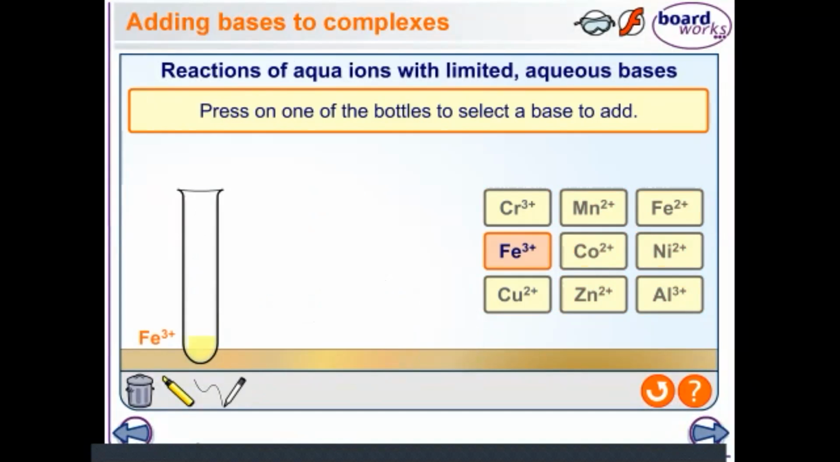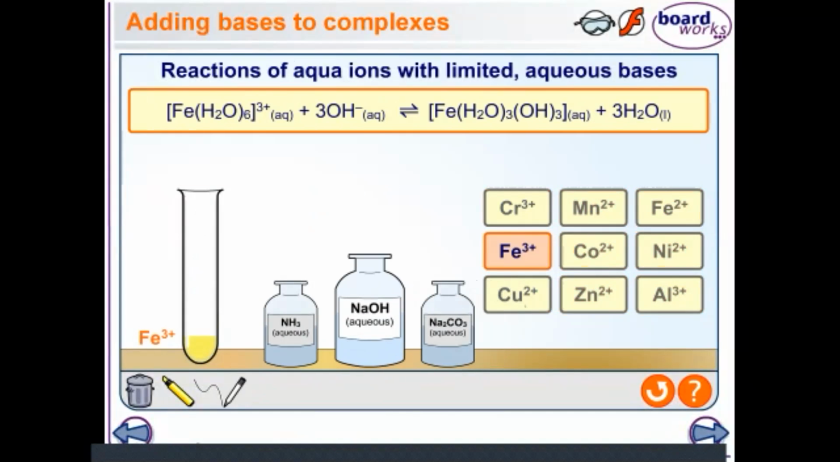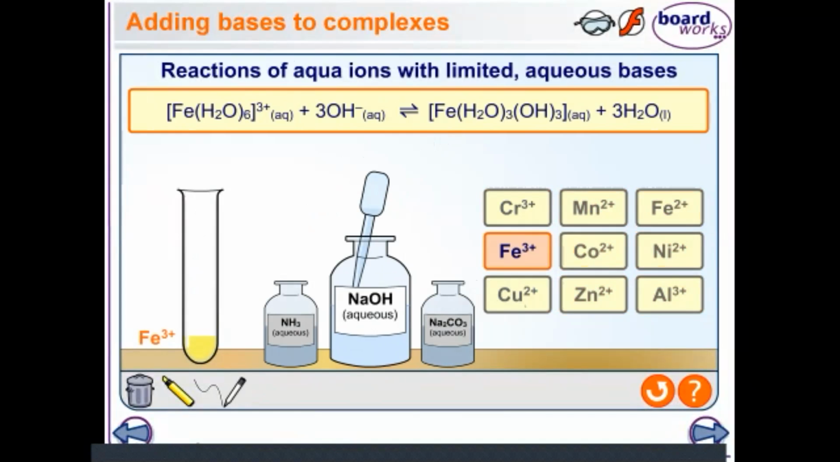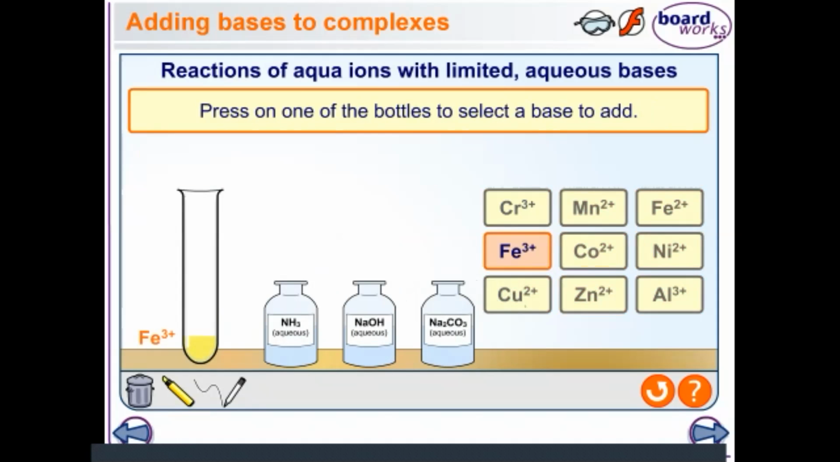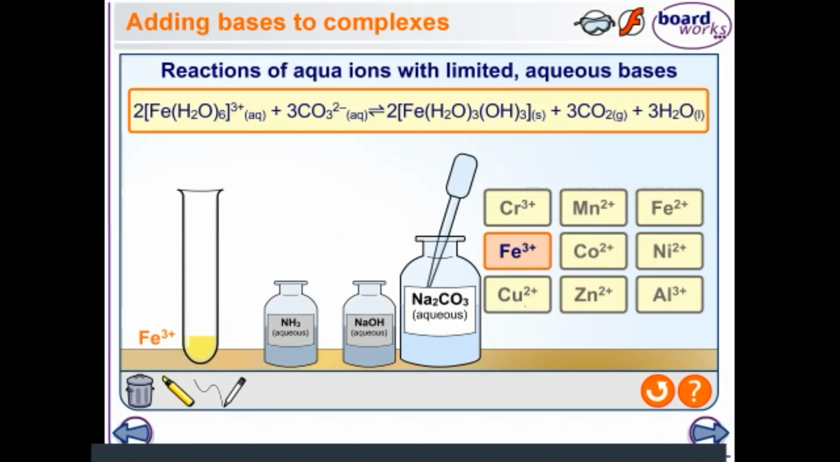Let's try with sodium hydroxide. Here there's also the formation of iron hydroxide. Orange precipitate. Let's try with sodium carbonate. With sodium carbonate, there's the presence of carbon dioxide as well.